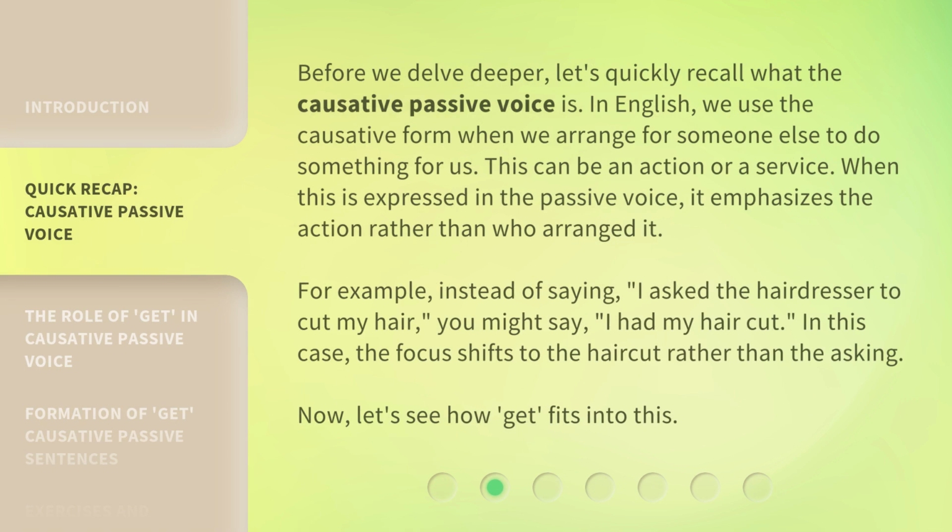Before we delve deeper, let's quickly recall what the causative passive voice is. In English, we use the causative form when we arrange for someone else to do something for us. This can be an action or a service. When this is expressed in the passive voice, it emphasizes the action rather than who arranged it.